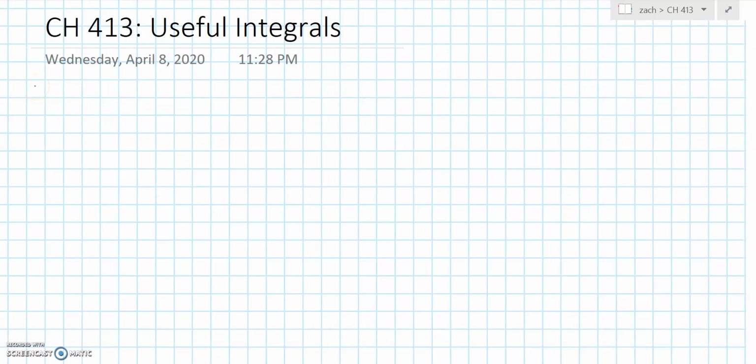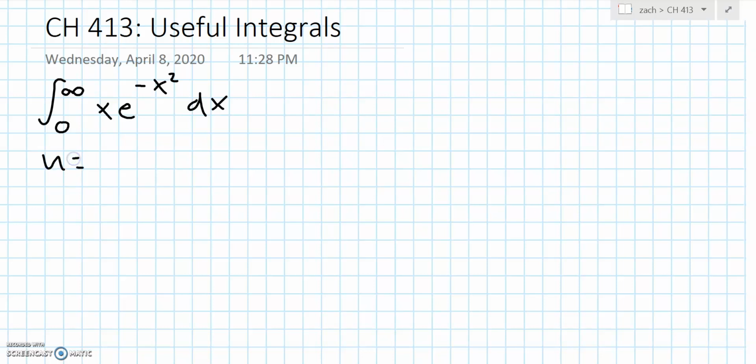Hi everyone, so I'm here to talk to you about integrals that I feel like are probably pretty useful for the course. So let's just get started with a relatively easy one. What if we were considering the integral from 0 to infinity of x e to the minus x squared dx. So the first thing to do is use substitution.